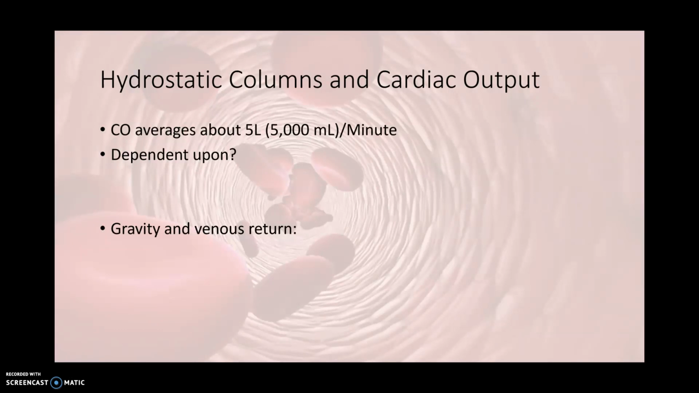Okay, let's talk about gravity and venous return. When a person is standing and the hydrostatic columns are long, gravity is impacting negatively on the ability to maintain venous return, because gravity wants to pull all that fluid down towards the feet, right? So we're constantly working against gravity, and gravity wants to pull all of our blood and pool it at our feet. That is something that is working against us constantly.